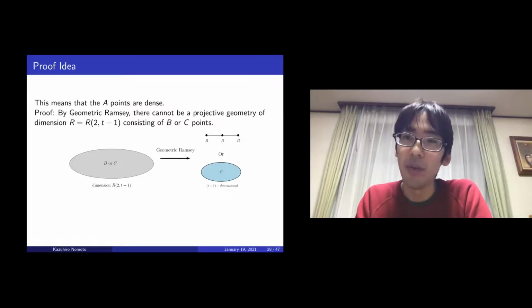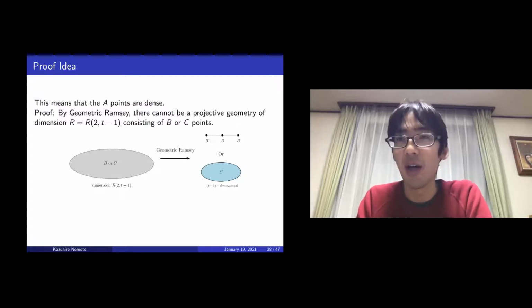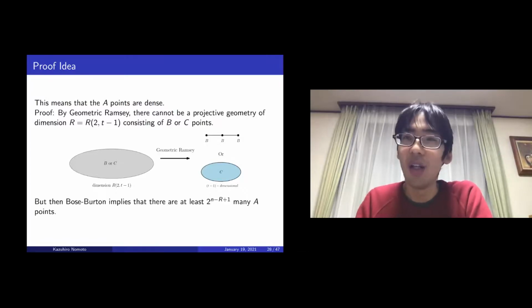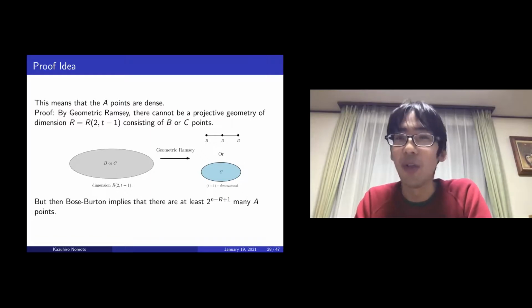And we saw that in these two cases, you get a contradiction. That's the previous slide. So you can't have a large projected geometry consisting of just the B or the C points. And by Bose-Burton, that means that the A points have to be dense. So this is nice. So you found yourself a set A. I used X before, but I guess I'm using A, which are sort of dense. So it's looking good.